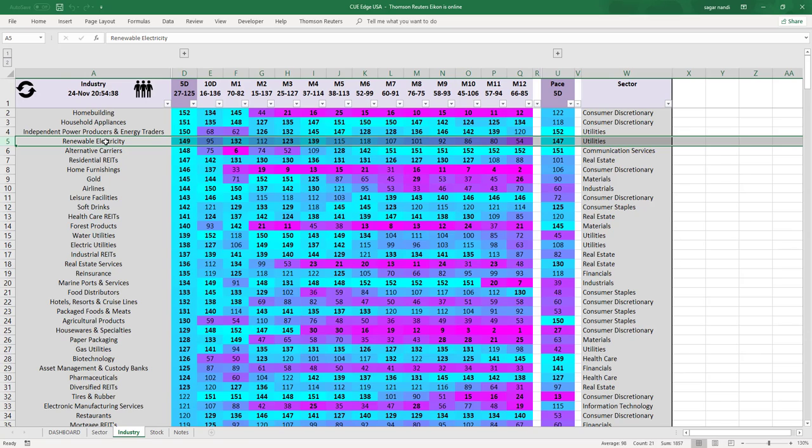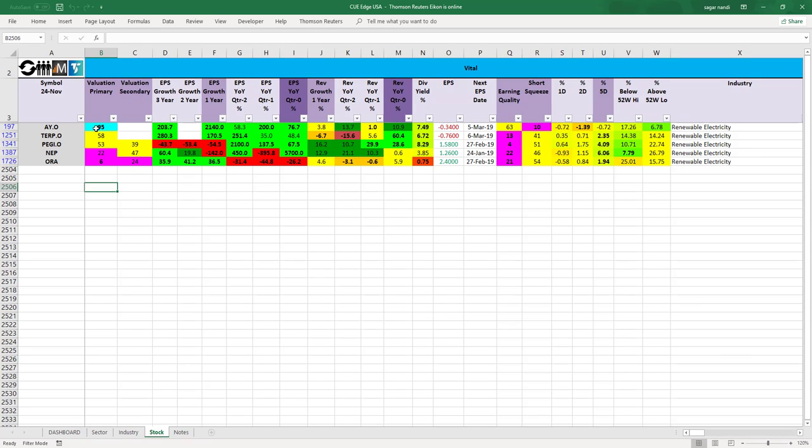From industry scorecard and heat map, you can see that renewable electricity is very strong now. It is in utilities sector. Utilities is the best performing sector of the week. Drilling down into the stocks, we find three stocks that are not overvalued. The valuation color is either cyan or yellow, not magenta. Magenta indicates overvalued stocks. These three stocks are not overvalued and they all have very nice recent quarter earnings growth as well. In fact, they have solid earnings growth in last three successive quarters.